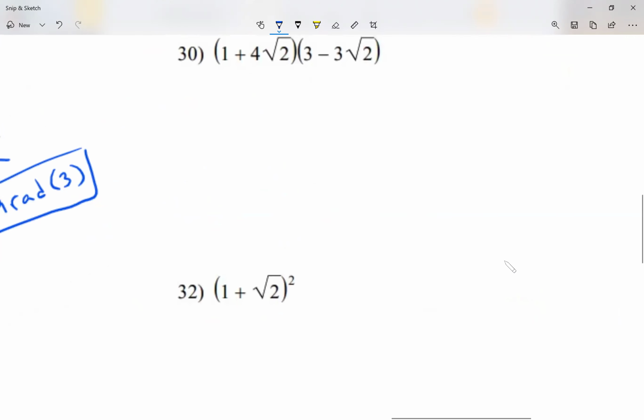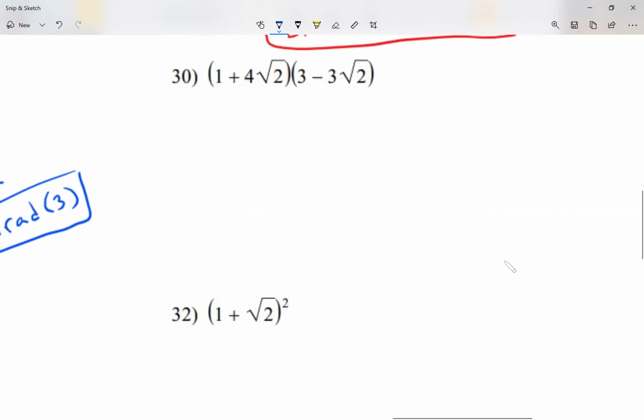Okay, let's take a look at question number 30. On my parentheses on the left, the first term is 1. So I'm going to multiply 1 times 3. So that's going to give me 3, and then 1 times a negative 3 radical 2. So I'm going to multiply my whole numbers first. 1 times a negative 3 is a negative 3. Multiply my radicals, so I get radical 2.